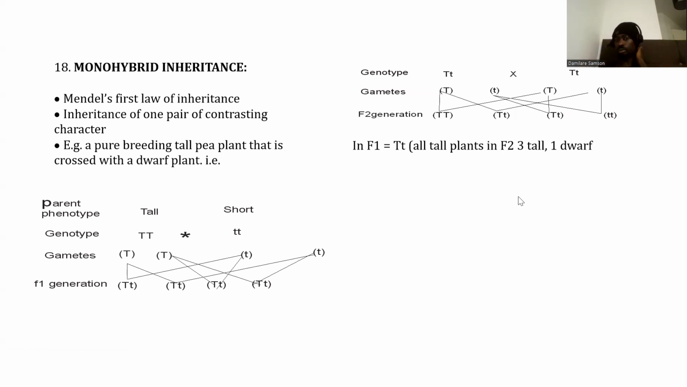So we are going to continue from where we stopped. This is going to be the second part of our genetics. We stopped at number 18, that's monohybrid inheritance. I think I've done justice to that already, but I'll just quickly give a recap of what we've done so far.